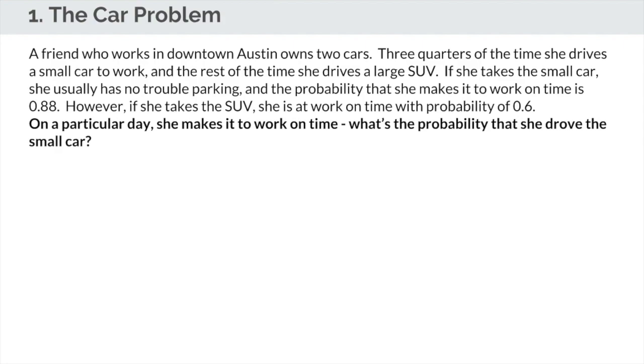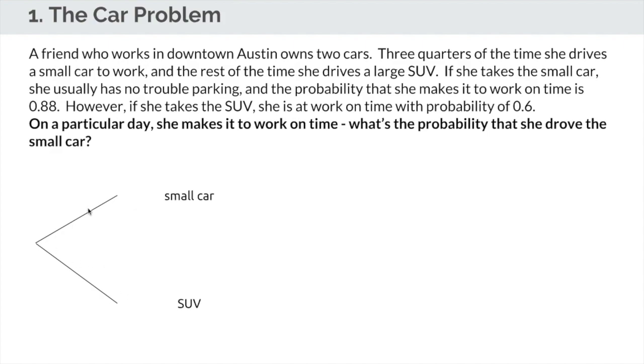So the way I draw the tree diagram, which is what I'm going to do first, is I start on the left side of my page with these branches, and I'm first going to deal with my first event. So the first thing that happens when she wakes up in the morning, she decides which car she's going to drive. So she's either going to drive the small car or the SUV, and I'm going to assign what probabilities they have on the actual lines of my tree.